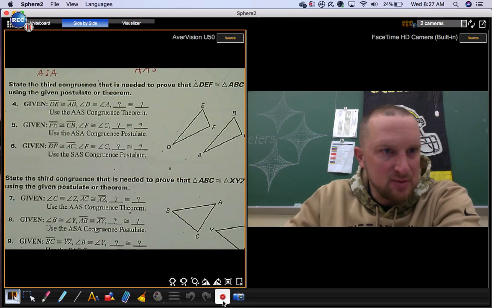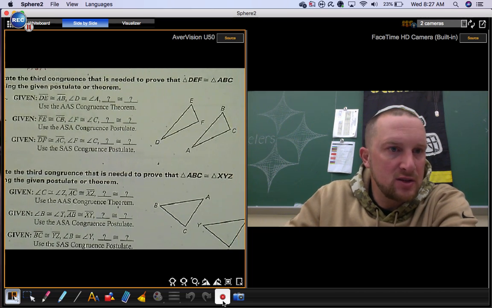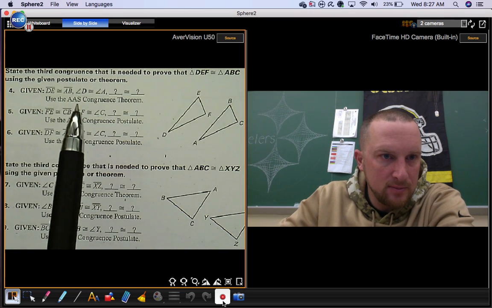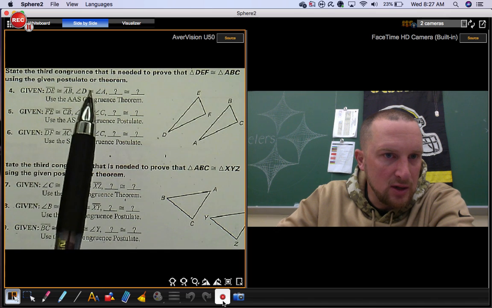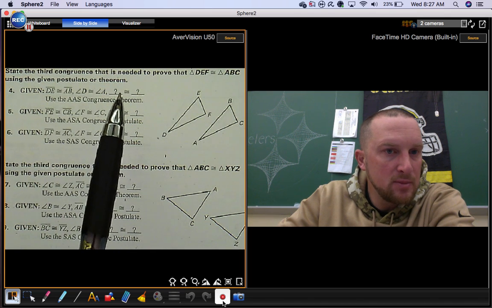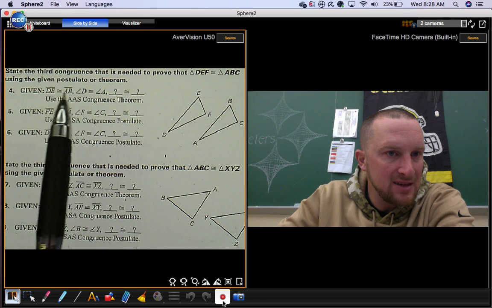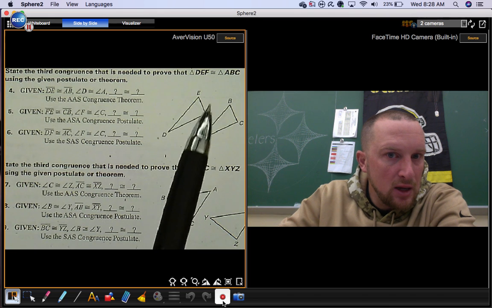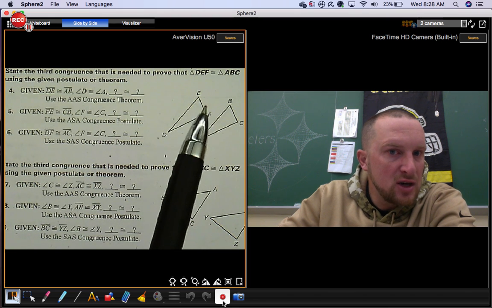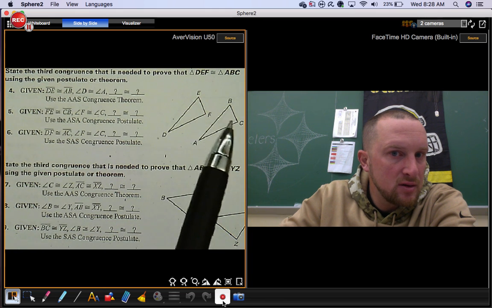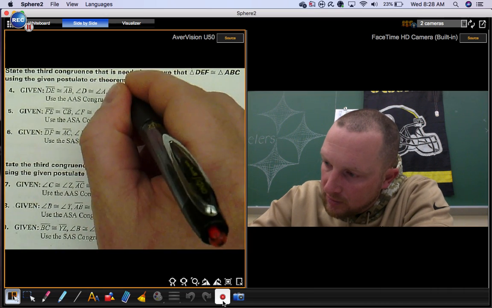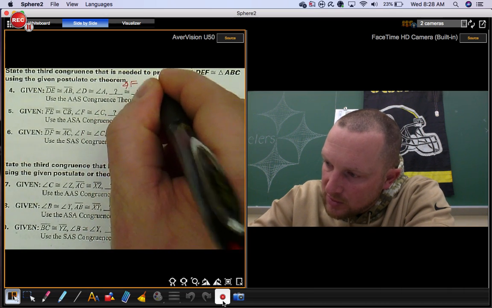Okay, we've done this exercise before. State the third congruence that's needed to prove that the triangles are congruent using the given postulate or theorem. So we want to use angle, angle, side. We got congruent sides, we got congruent angles, we need other congruent angles. But we need to make sure that the other congruent angles make these sides non-included, right? So if these are your congruent angles and these are your congruent sides, make sure that the other pair of congruent angles are in a position where it doesn't include the sides. So angle F needs to be congruent to angle C there.